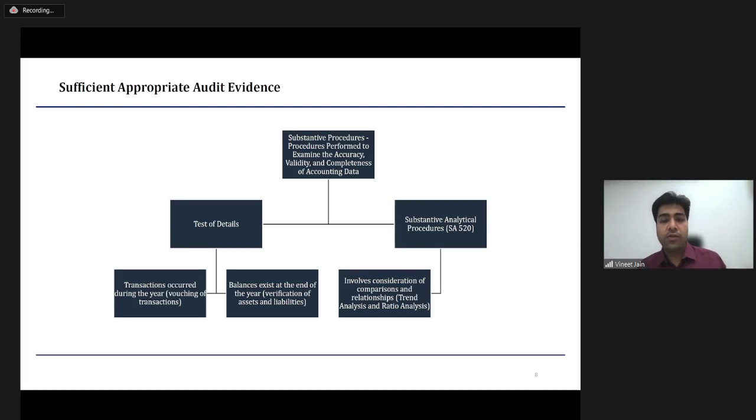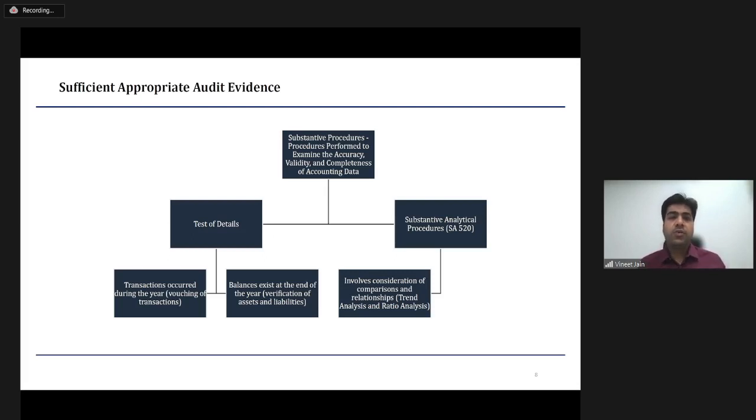I'd just like to give you an example related to test of details and substantive analytical procedure. Let's say there is a company which we are auditing for the past 3 years, that was incorporated 3 years ago, and we have been auditing that company since then. And in the current year, we check the share capital of the company, which is the same as that of the previous year.